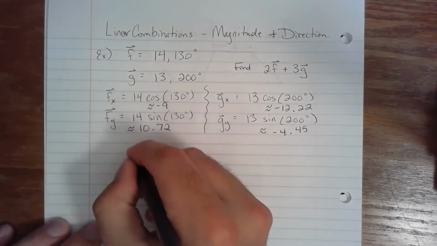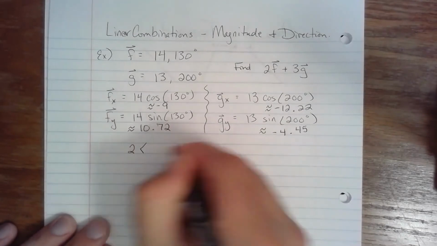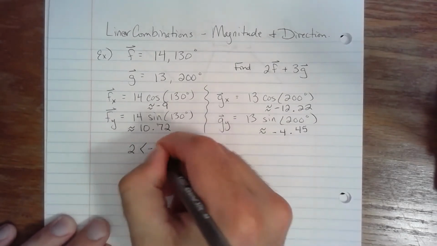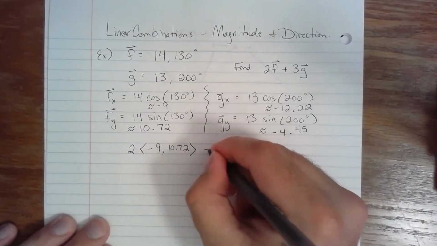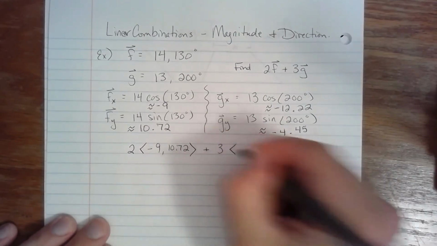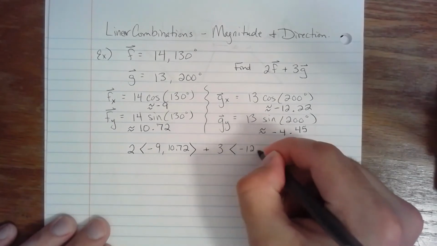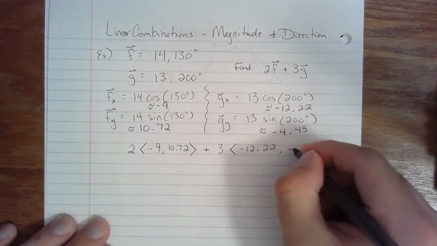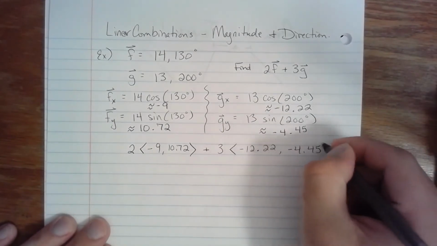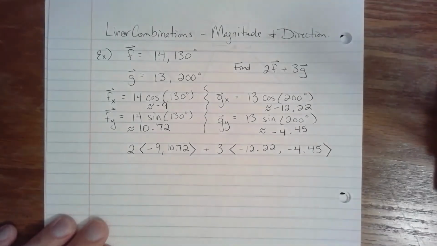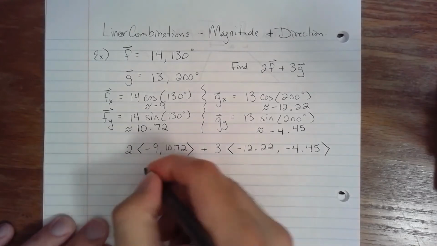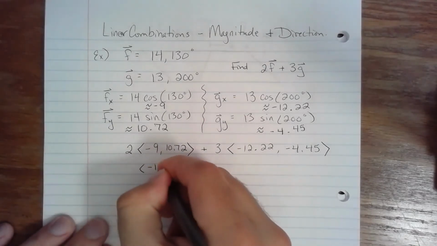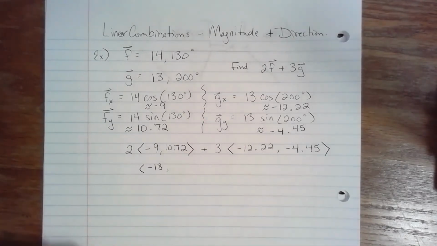So I want to take 2 times my f vector, so that's the negative 9, and the 10.72, and I'm going to add to that 3 times my vector g, which is negative 12.22, and negative 4.45. Once I've worked through that, I'm pretty much good to go. So here we are. We know this one's going to be really easy, on the first component at least. Just doubling a negative 9 is not too bad.